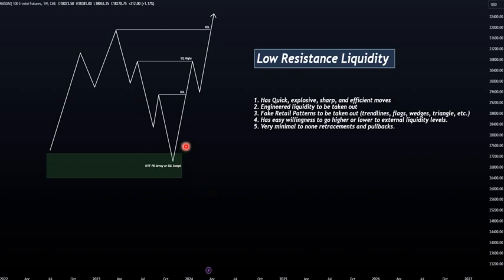So, number one, how do we pay attention? Okay, guys, pay attention to low resistance liquidity, okay? So, how do we know when low resistance liquidity could possibly be forming? Number one, price has quick, explosive, sharp, and efficient moves. What does that mean? Price is fast. It gets to its designated target in under an hour, 30 minutes, 20 minutes, 15 minutes.